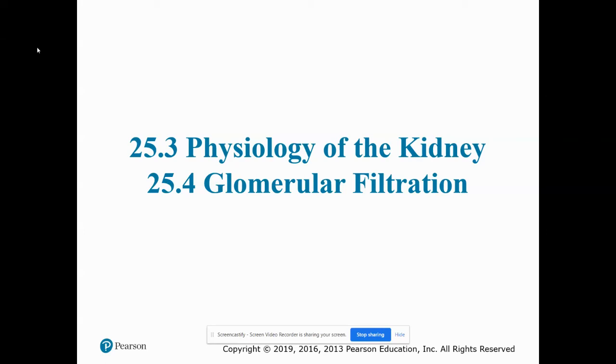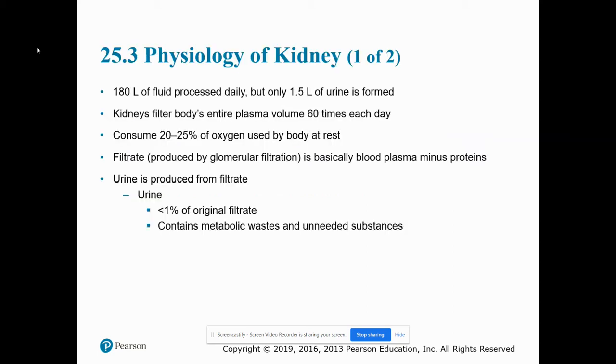We're still on chapter 25, and in this talk, we're going to look at the physiology of the kidney and glomerular filtration. So, starting off with physiology of the kidney, as I mentioned in the very first video, the kidney is going to process a lot of fluid daily, about 180 liters, but only about 1.5 liters of urine is going to be formed. The kidneys filter the body's entire plasma volume 60 times each day, which doesn't make it surprising when we learn that it's going to consume 20 to 25% of the oxygen used by the body at rest, because it's doing a lot of work.